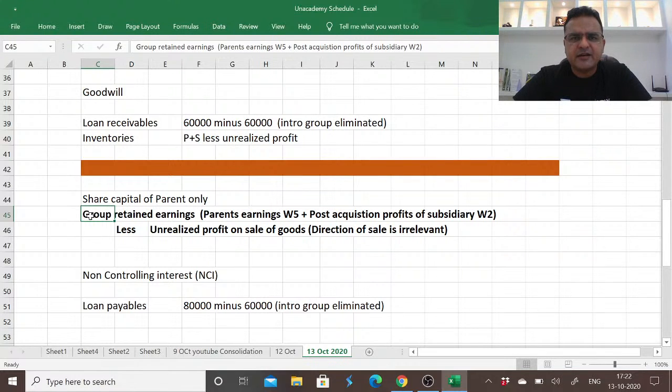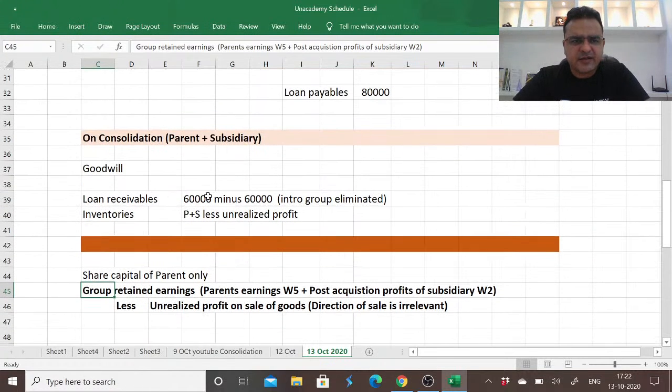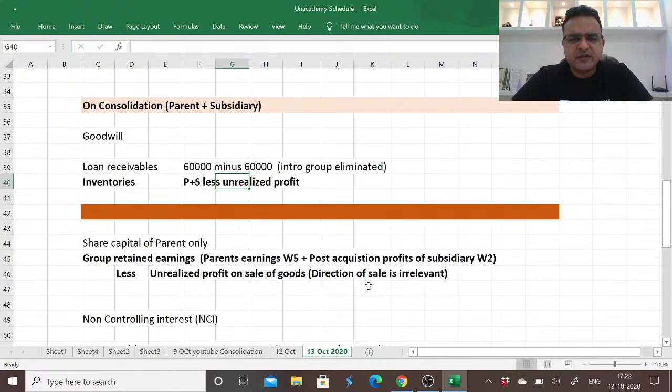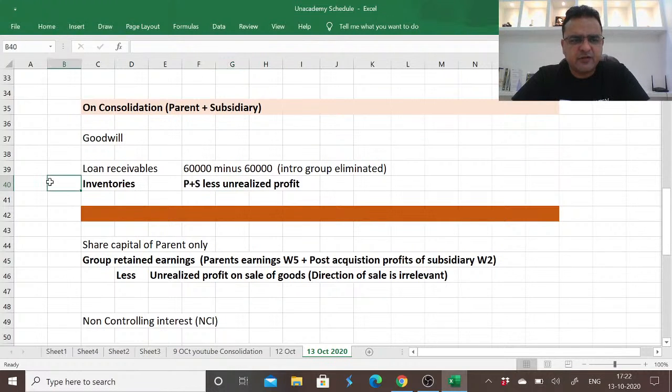So when we are directly treating it in the group retained earnings, we can remove the unrealized profit on the face of the balance sheet. We can remove it on the inventory side, directly unrealized profit. We can remove it on the face of this balance sheet on the debit side, and this is the debit side of it, and this is the credit side of it. Debit removed, credit removed. So settled.